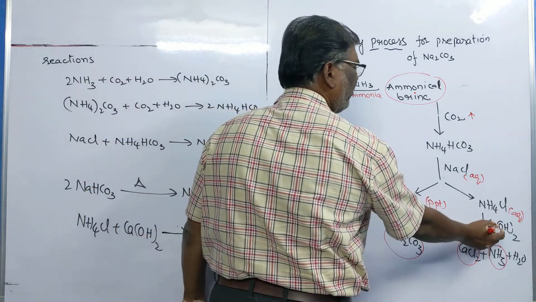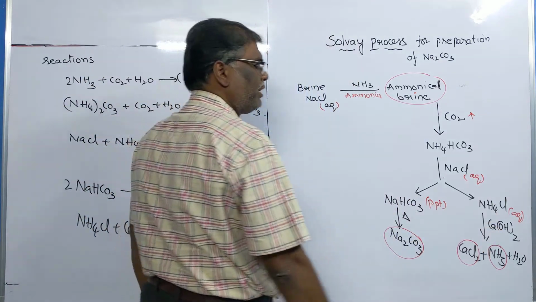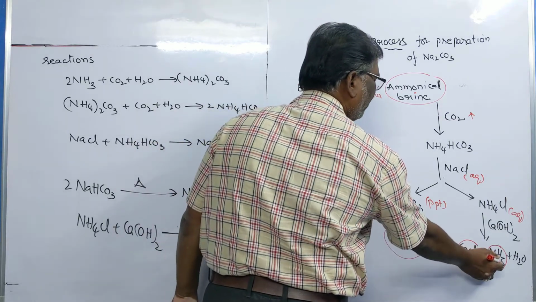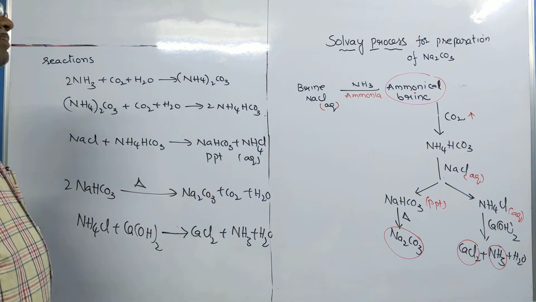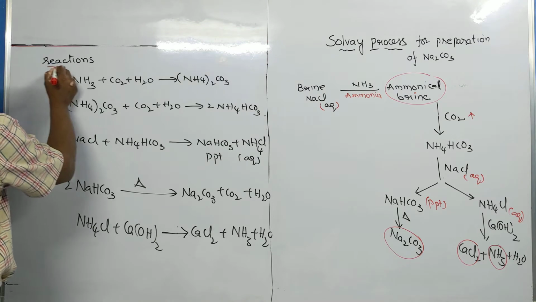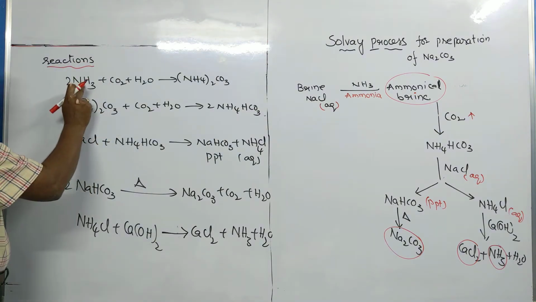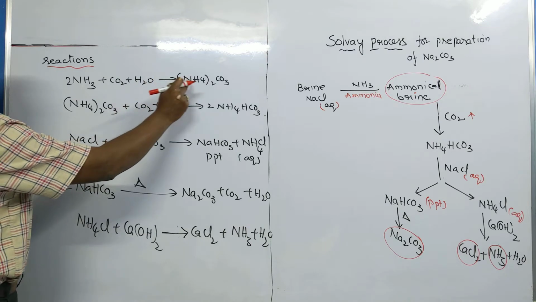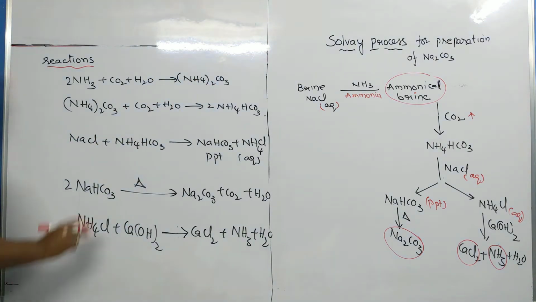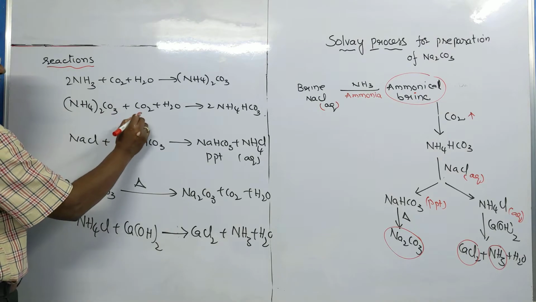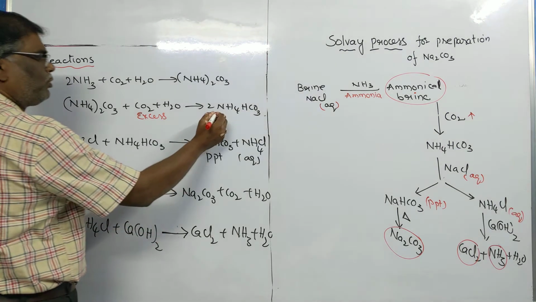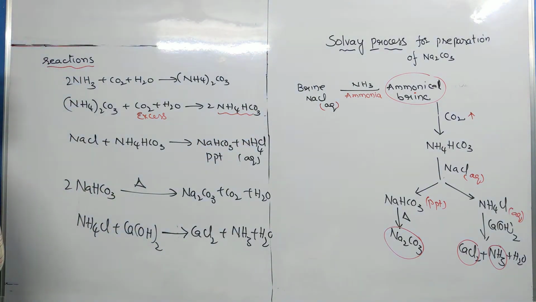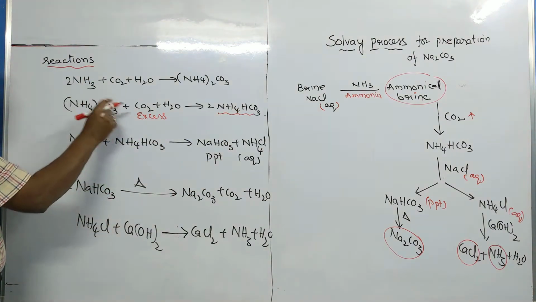Now here ammonium chloride when treated with calcium hydroxide gives calcium chloride as a byproduct and ammonia is regenerated. This is the method. Now during this, what happens? The ammonia combines with carbon dioxide and water to form ammonium carbonate. Ammonium carbonate reacts with excess carbon dioxide to form ammonium bicarbonate, or ammonium hydrogen carbonate. So ammonium hydrogen carbonate is formed after two steps.